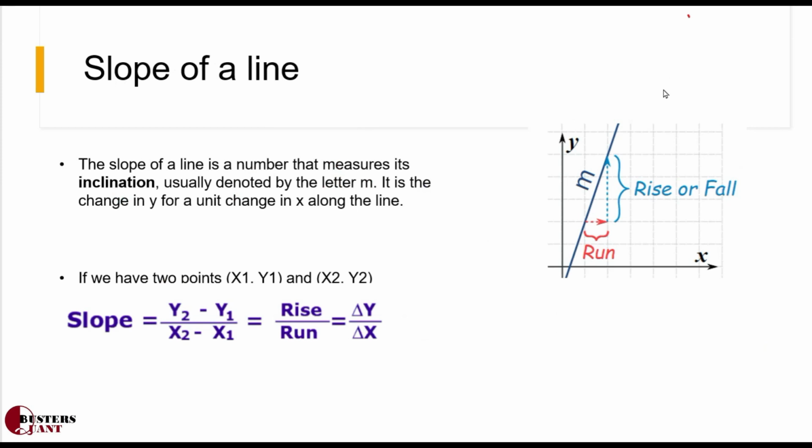Now the slope of a line. The slope of a line is a number that measures its inclination. Usually this is denoted by the letter m. It is the change in y with respect to the change in x. Suppose we have two points. Now the slope is equal to the change: how much y has changed, the rise, upon the run, how much x has changed. So it is y2 minus y1 upon x2 minus x1. This is the rise, this is the run, and this is the value of the slope.